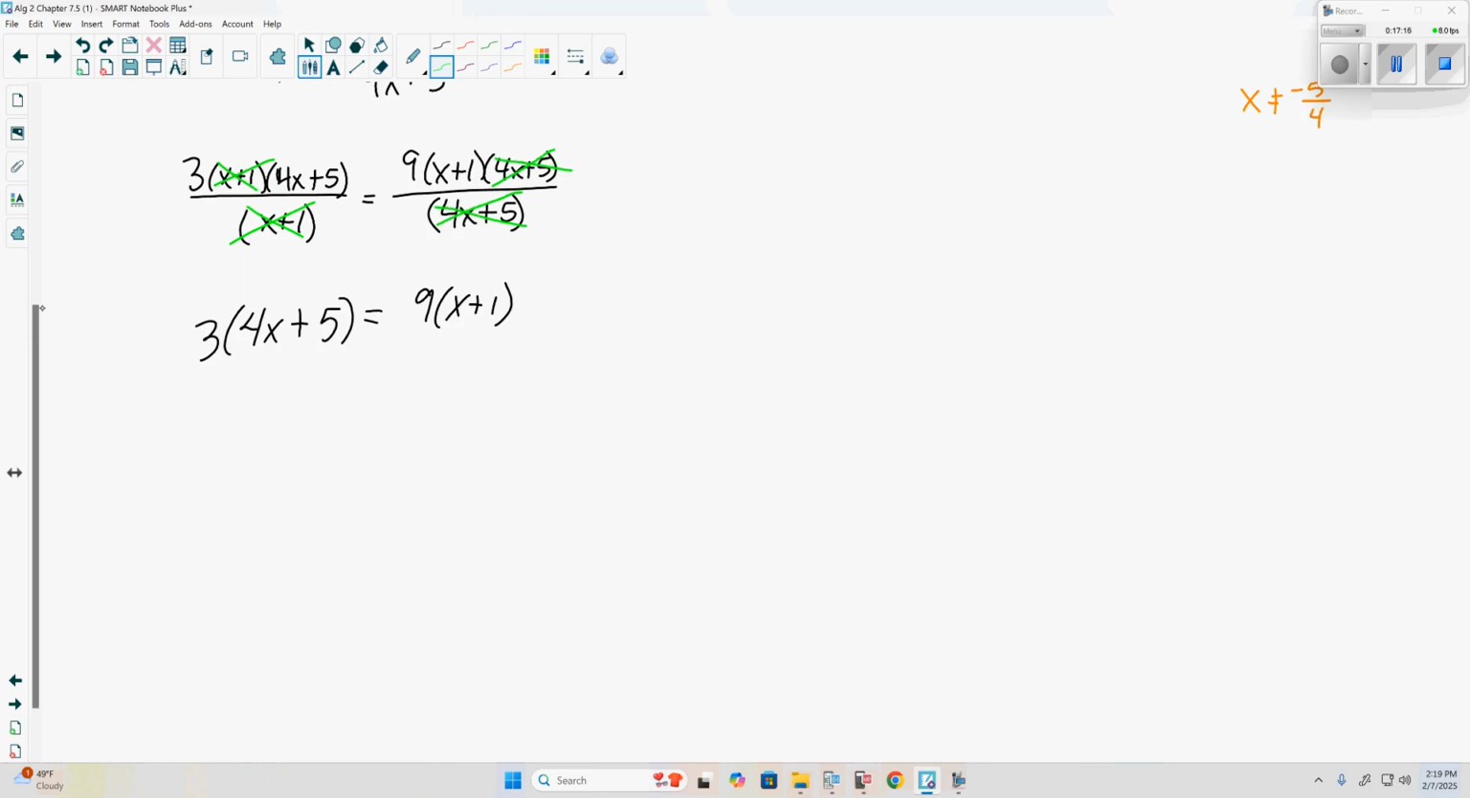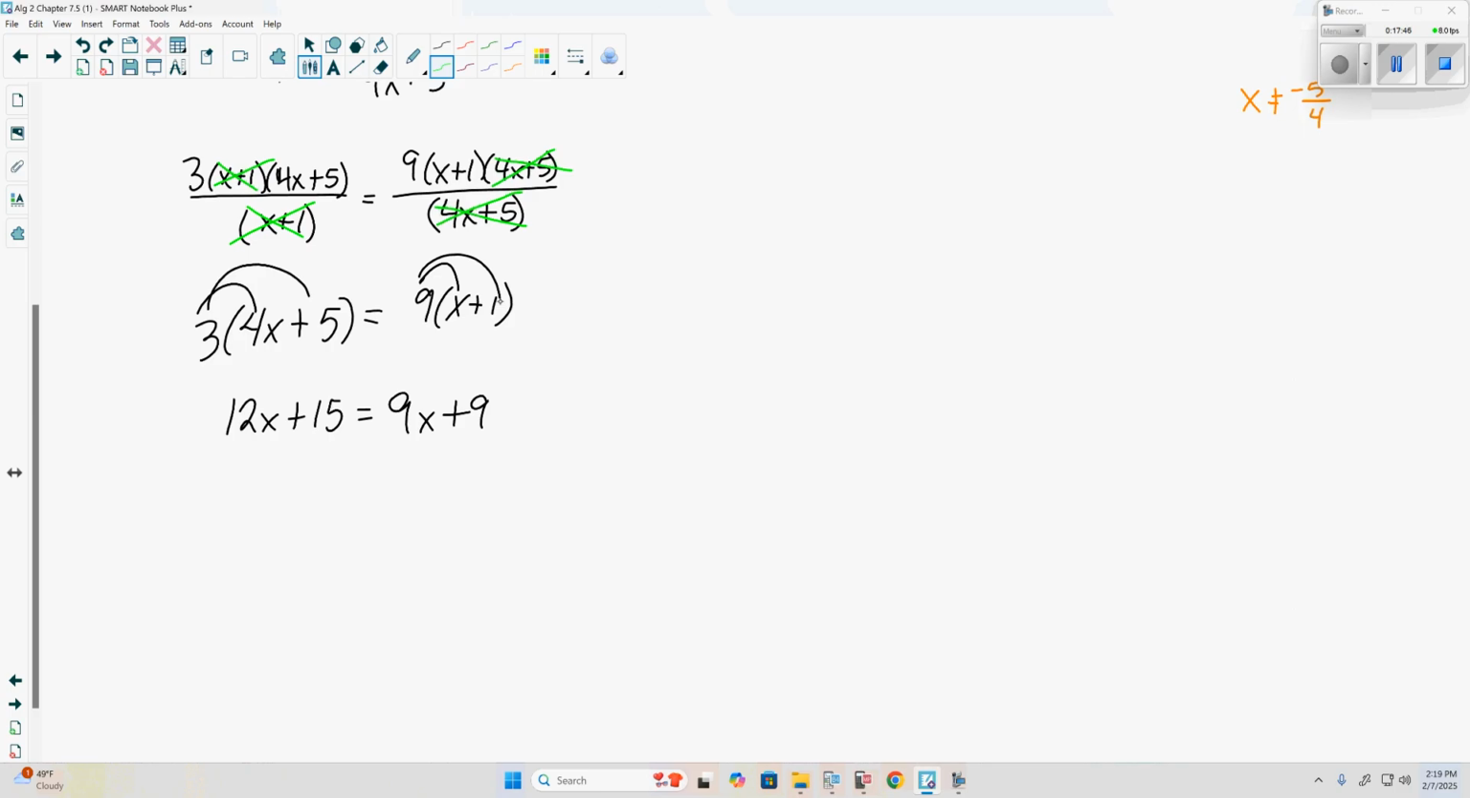On the left-hand side, we can distribute the 3. 3 times 4x is 12x. 3 times 5 is plus 15, is equal to 9 times x, and 9 times 1 is plus 9. Do we have a variable with an exponent bigger than 1? No, we don't have x squared, x cubed, x to the 4th. We just have x, yes? Get x by itself. We're just solving for x.